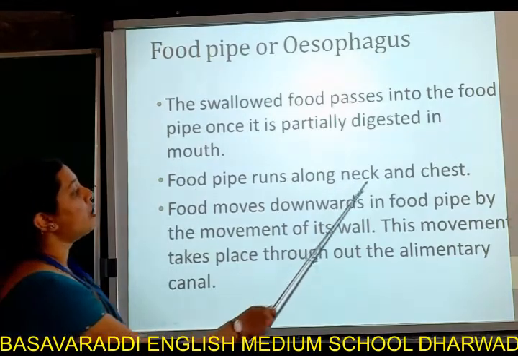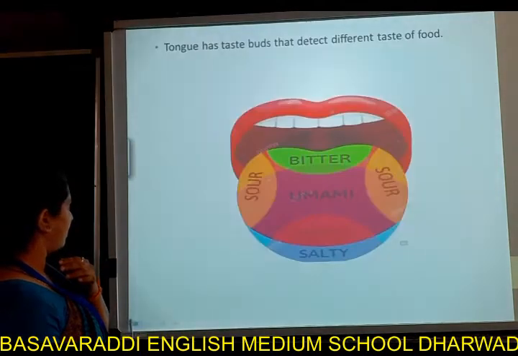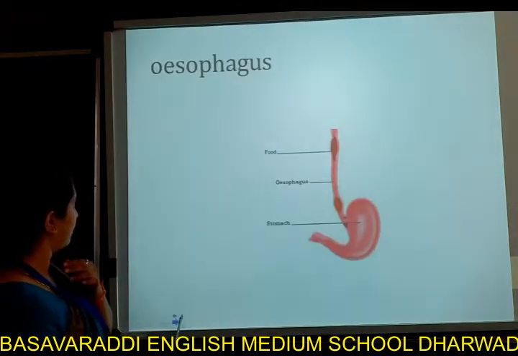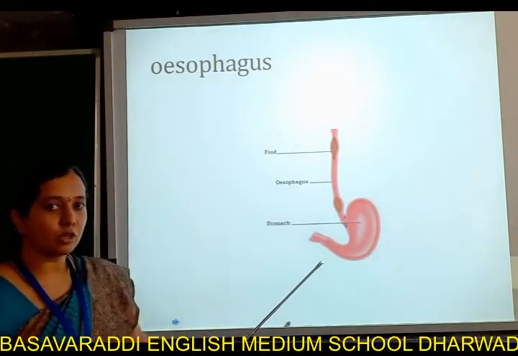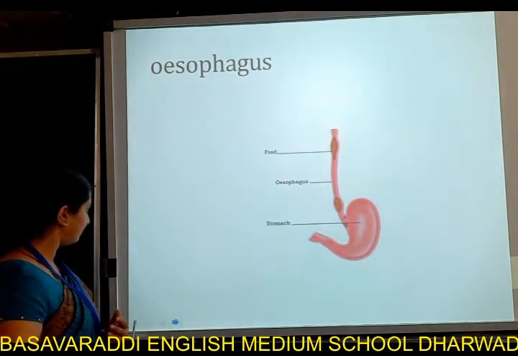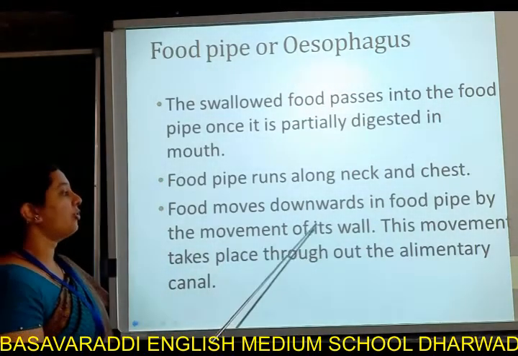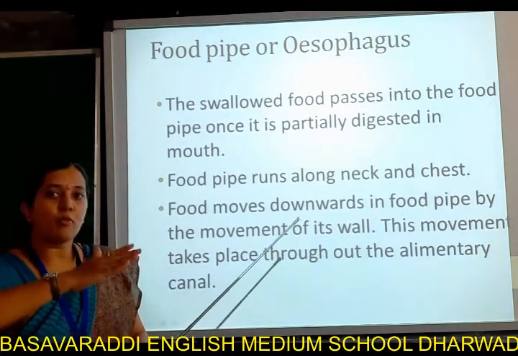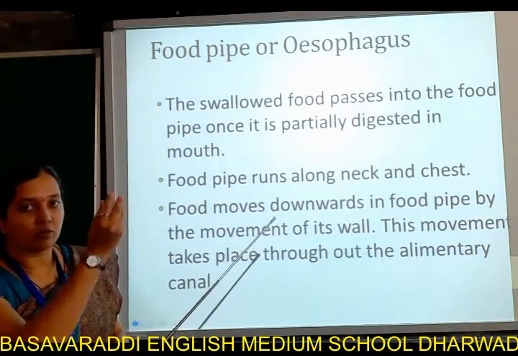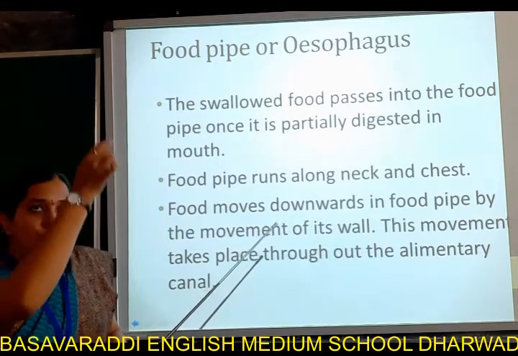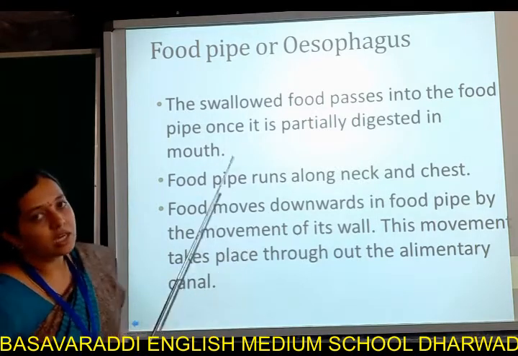The food pipe runs along the neck and chest. So it starts from your neck and runs through your neck and chest. Food moves downwards in the food pipe by the movement of its walls. Due to the movement of the walls of this food pipe, the food slowly comes down. It is like a to and fro motion of your food pipe, and as a result the food slowly comes down and enters the stomach.